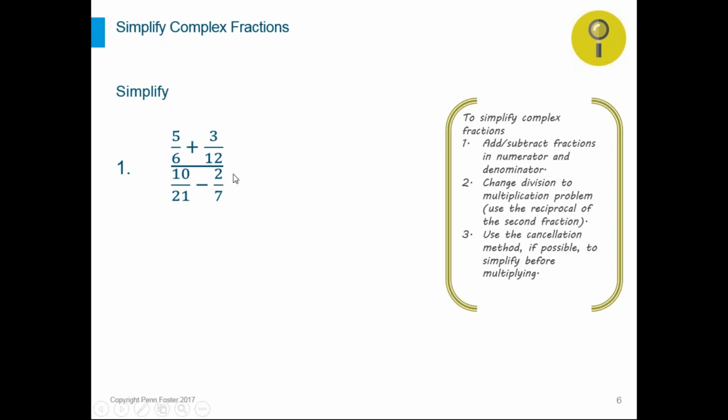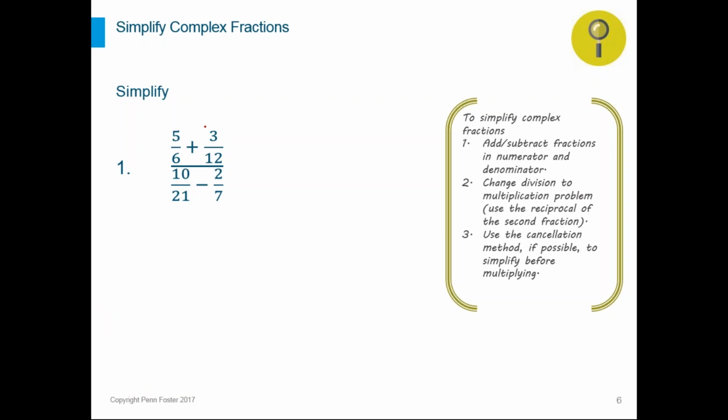Now, when you add fractions that have no common denominators, 6 and 12 are not common denominators, then we need to remember how we found the common denominator, the least common denominator, LCD. And from there, we're able to find the equivalent fractions on the top, and we're able to add them, and then we're able to simplify the fraction. So let's do that together.